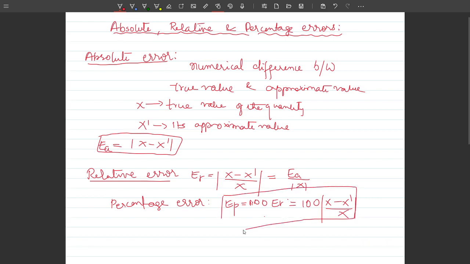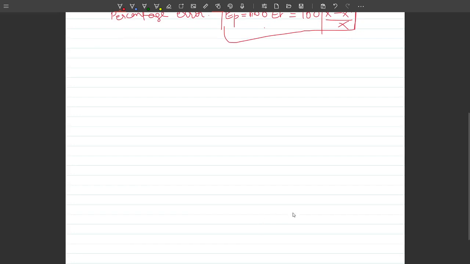So if you get a question to calculate the relative error, absolute error, or percentage error, you should remember these formulas. Let us make a small observation here. Let us take the number 1.1346, rounding off to 3 decimal places.